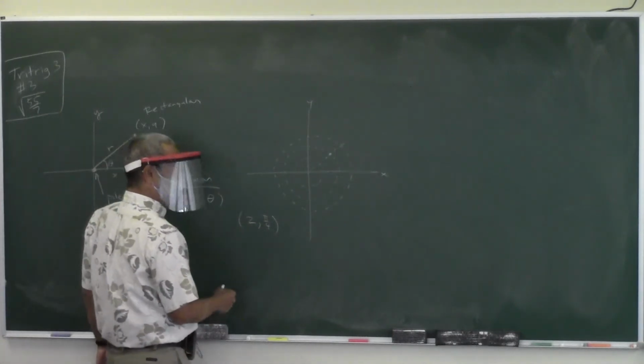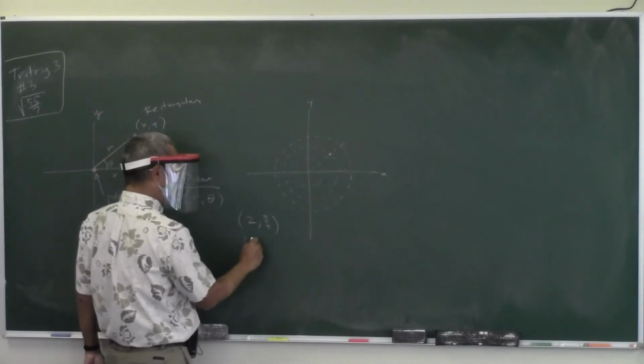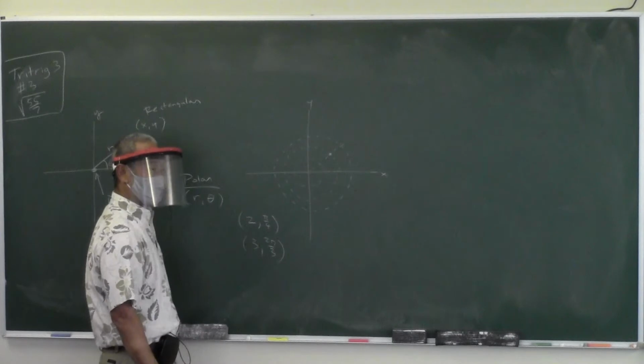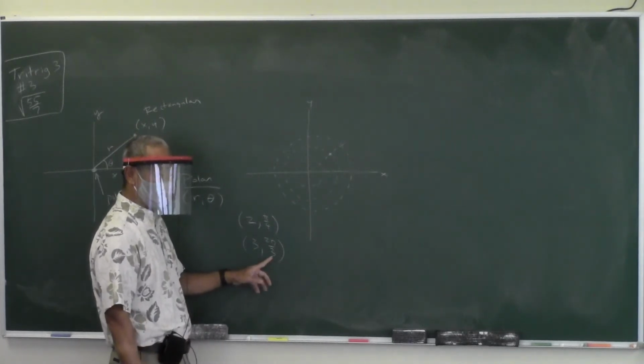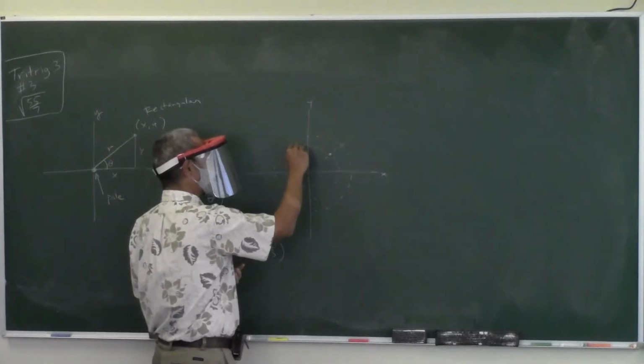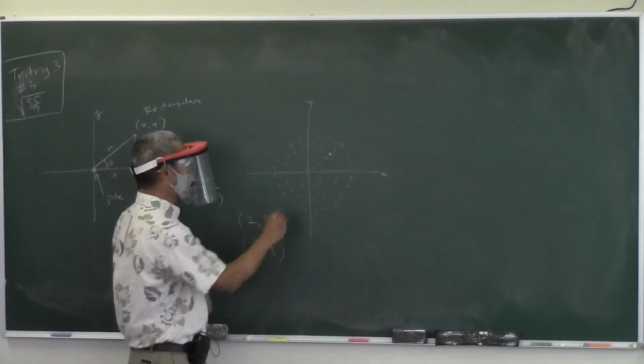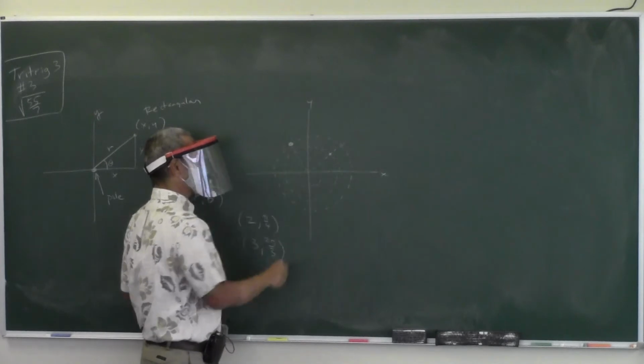Okay, let's keep on going. You just got to get used to this. What about 3, 2 pi over 3? Measure off an angle of 2 pi over 3, which is 120 degrees, which would be about there, right? And then go 3 units from the origin. 1, 2, 3. There's the point.